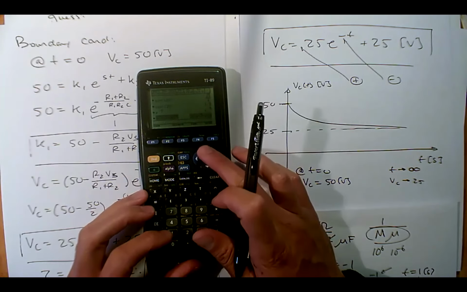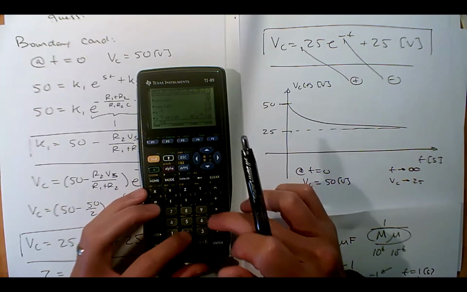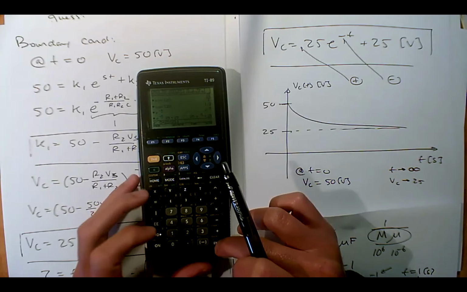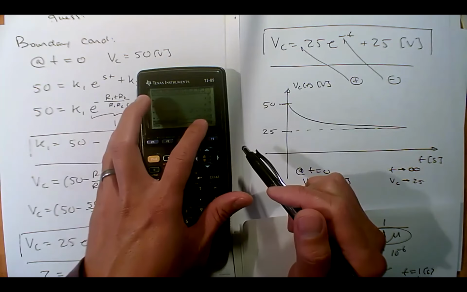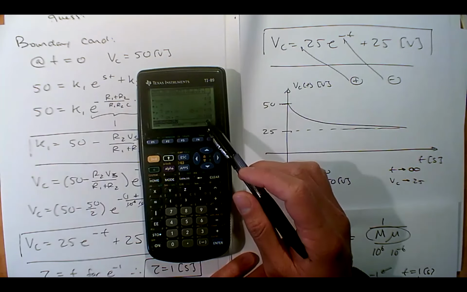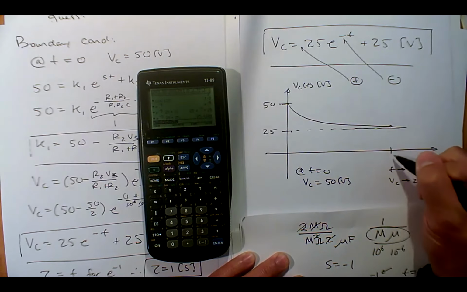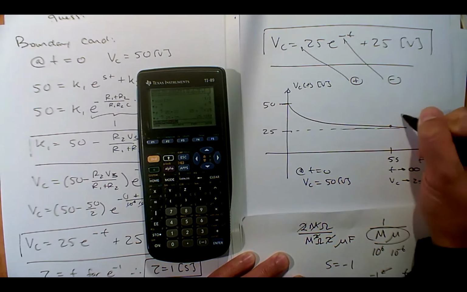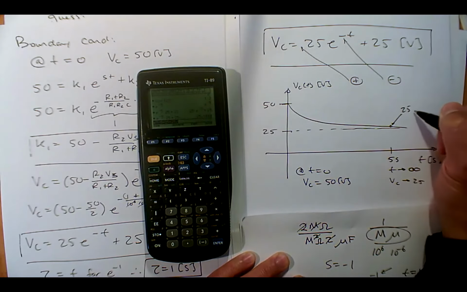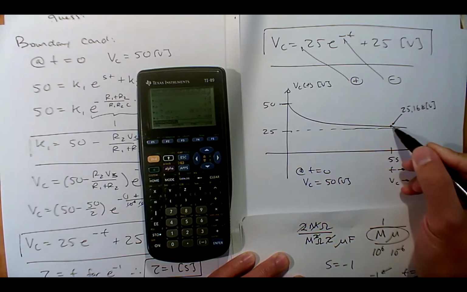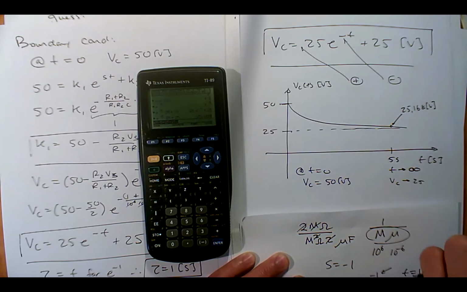Well, that's silly. I need to times 25 plus 25. My calculator requires me to put a decimal point. So it's 25.16 volts. So maybe I can put that in here. At 5 seconds, then it's 25.168 volts. Not too exciting. It seems like you've nearly settled out, and that should make sense.